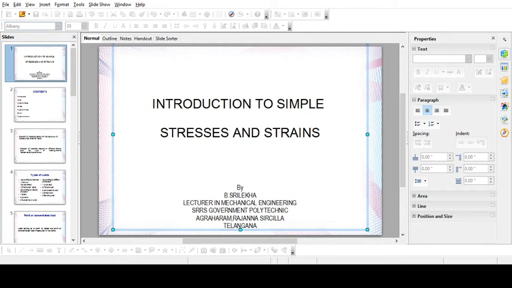It is usually denoted by small e. You can see in the numerator change in length, it is in meters, and at the denominator also it is length. So you have no units for the strain. Mathematically you can write strain as change in length by original length. Next, types of strains. First one is tensile strain.